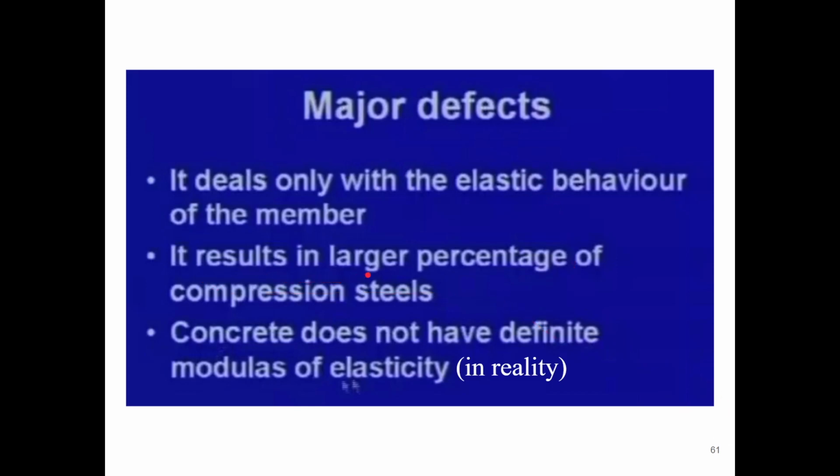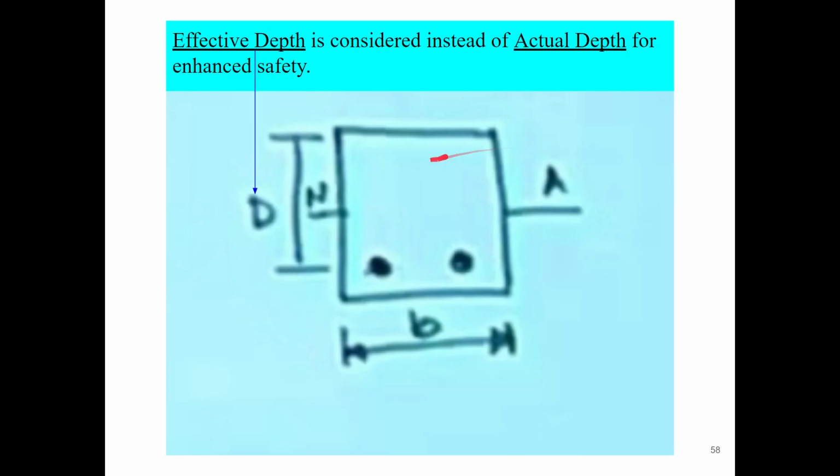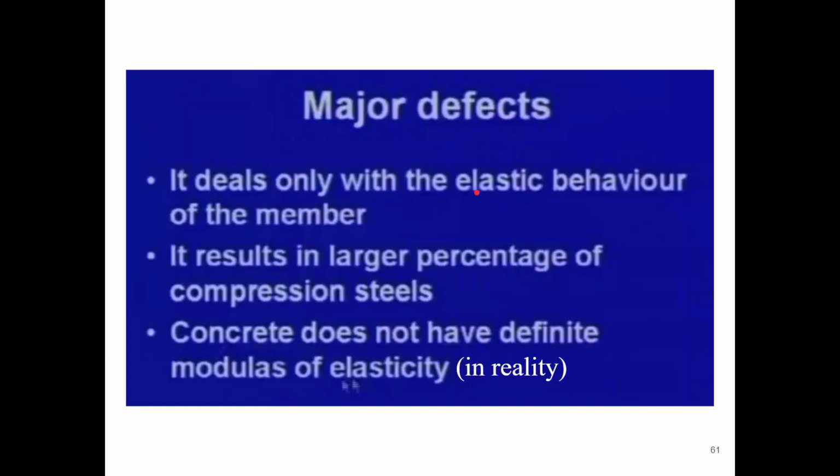The second defect was that it resulted in a larger percentage of compression steel, because we did not have much confidence in the concrete. We also needed more capacity because we only considered till the elastic limit. So we needed to balance that by taking a larger percentage of compression steel. Steel reinforcement on the compression side, that is the top side, was also required, unnecessarily. So it resulted in overestimations.